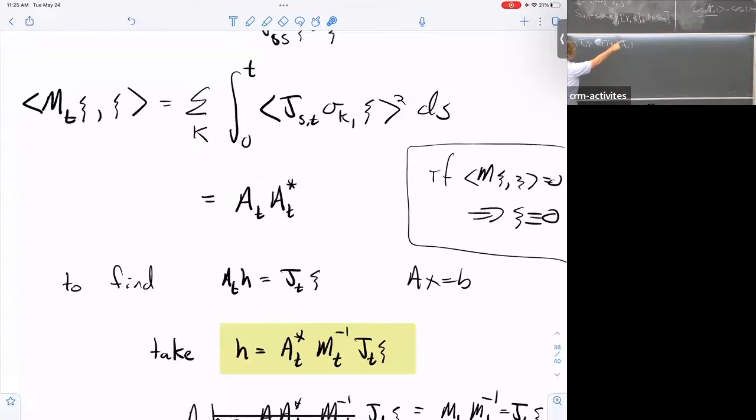All right, so if this is identically 0, what would any sane person do?